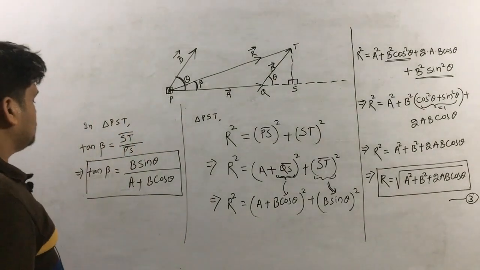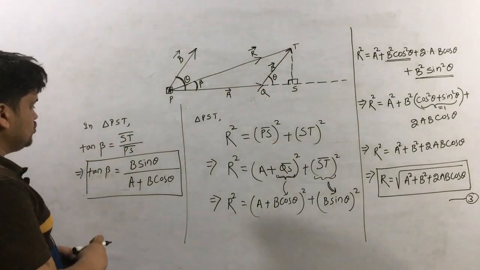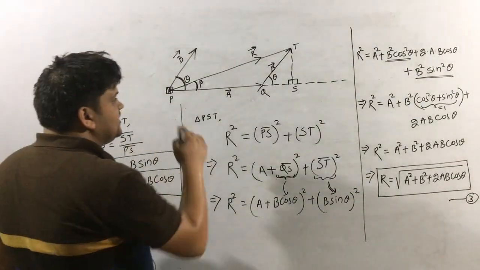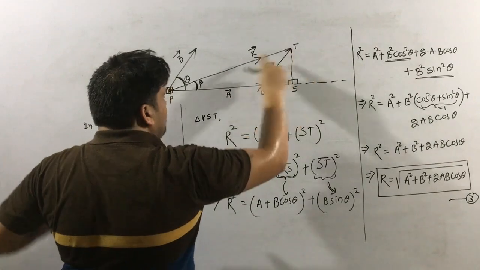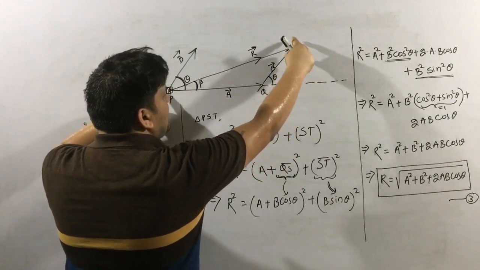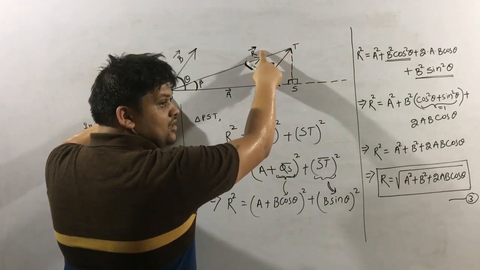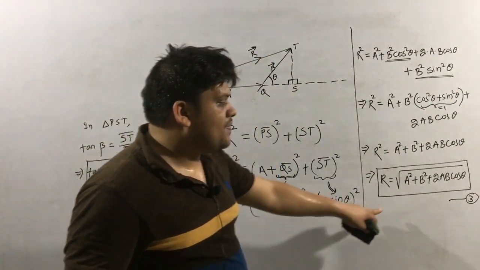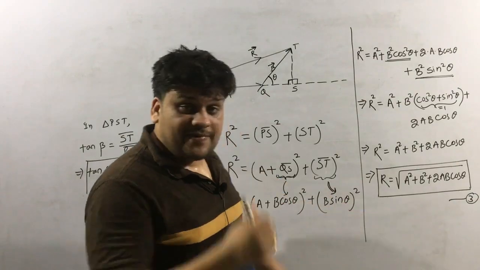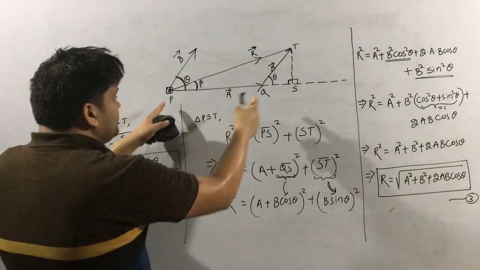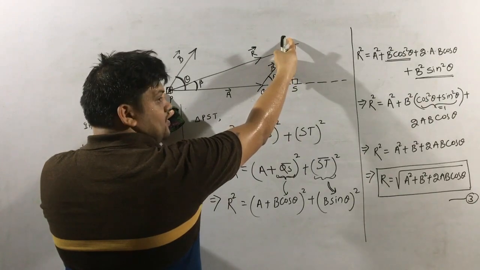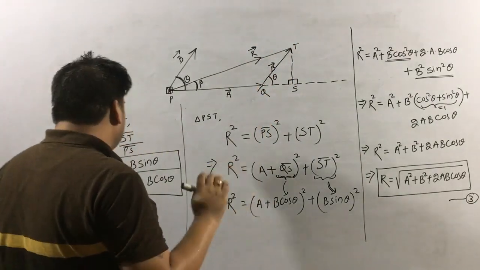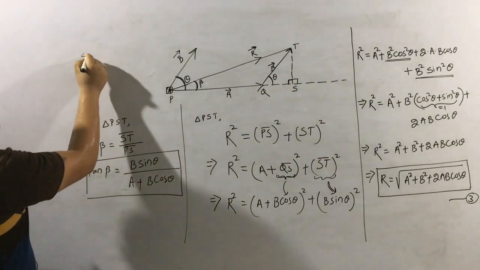Now the question is why we have not taken sin beta and cos beta. If I take sin beta in this triangle, perpendicular by hypotenuse means ST by PT, and PT is R. So even if only the angle is asked, you have to find the value of R in that case. If it is cos beta, then also it is PS by R, so again you have to find R. Is the question clear?